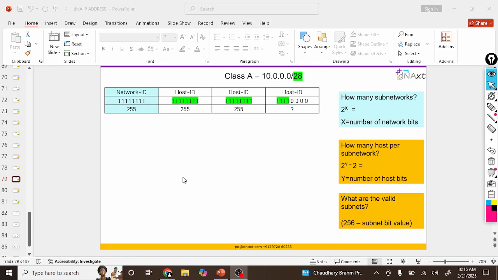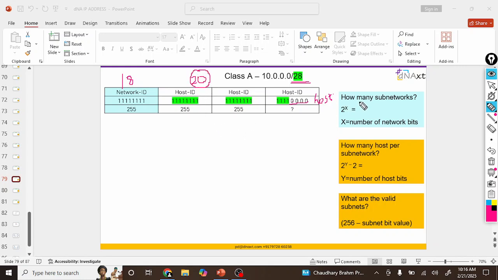Welcome to dNAxt. We are discussing class A subnetting, and in this video we'll be talking about /28. So /28 means 28 bits are of your network and the remaining 4 bits are of the host. Out of 28, 8 are the default network bits and the remaining 20 bits are the subnet bits which we have borrowed from the host portion.